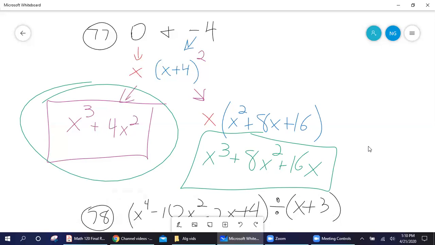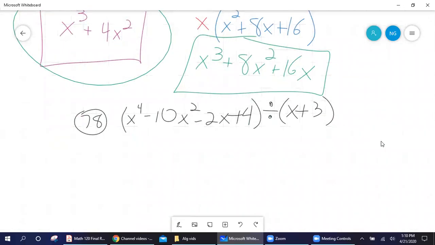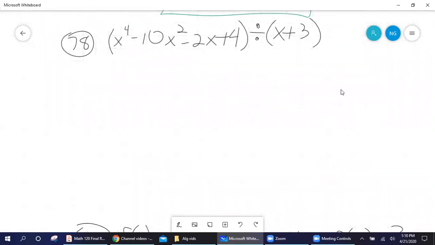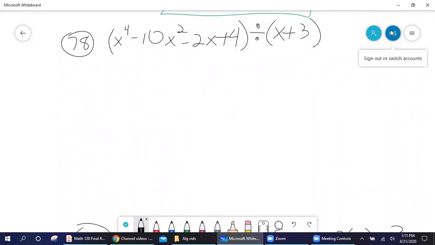On number 78, we're just asked to divide. Since I'm dividing by a linear divisor, I'm going to use synthetic division. So if I'm dividing by x plus 3, remember synthetically, that means it's going to be a negative 3 that I divide by. Note that my dividend does not decrease in powers by 1. 4, then 2, 1, and none. That means I'm going to need a placeholder.